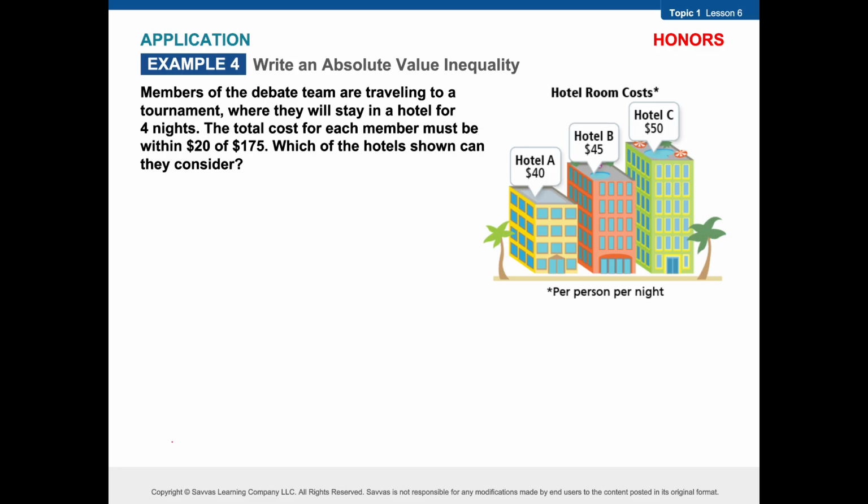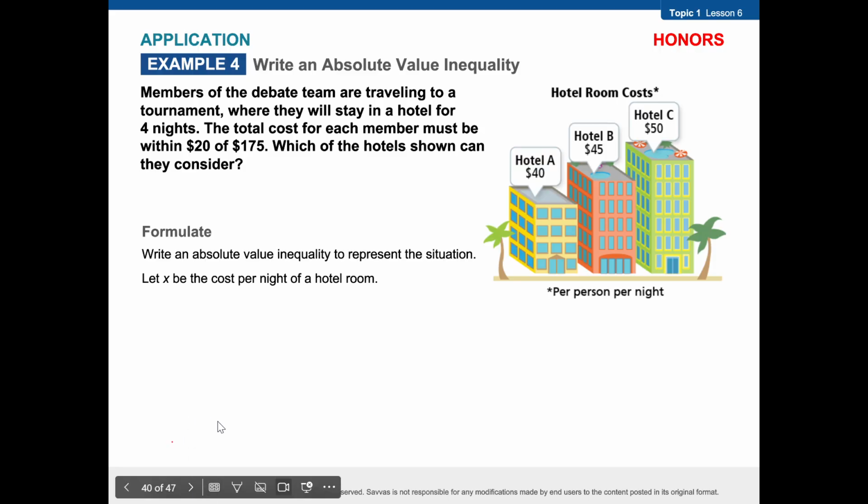All right, members of the debate team are traveling to a tournament where they will stay in a hotel for 4 nights. The total cost for each member must be within $20 of $175. They can spend all $20, but they cannot go past it. So they can either go up to 195 or down to 155. Which of the hotels shown can they consider?